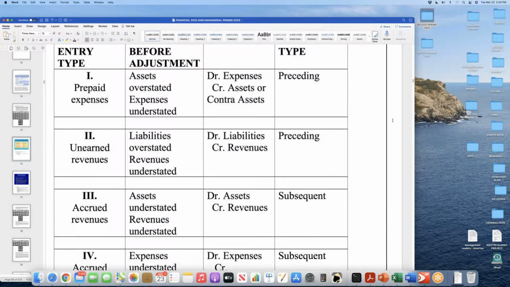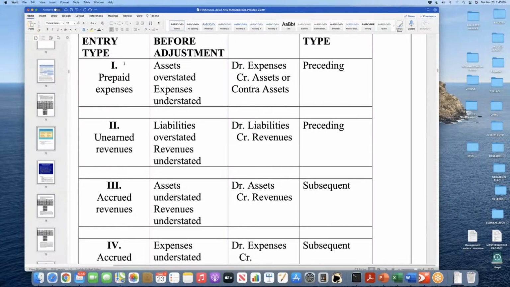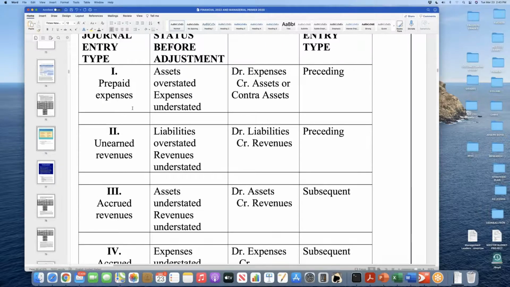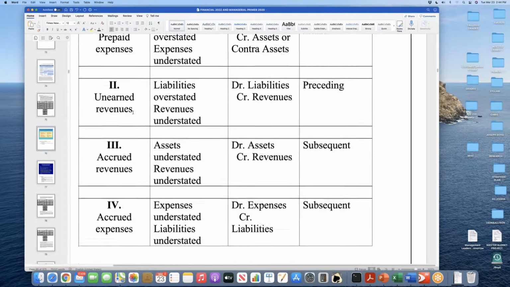Okay, so one thing is, if you see here, we're at unearned revenue. There are 4 types. We're doing 1 and 2. And notice what it says. Before the adjustments, liabilities are overstated, revenues are understated. These are the accounts that are debited and credited, and it says there was a preceding entry. So for 1 and 2, this is a nice little chart that summarizes everything as you go through.